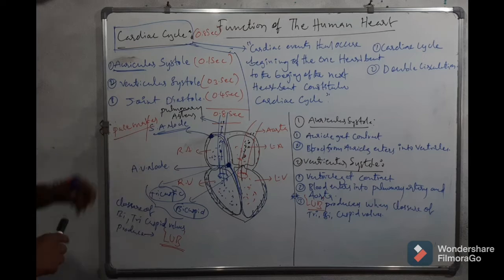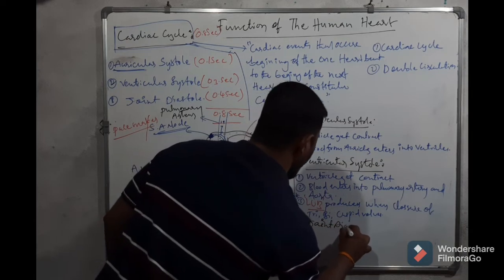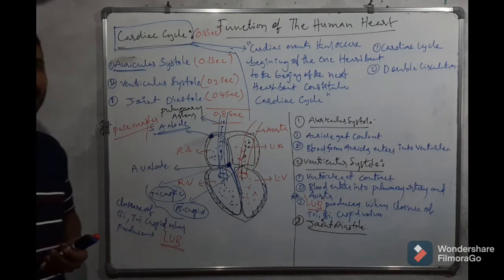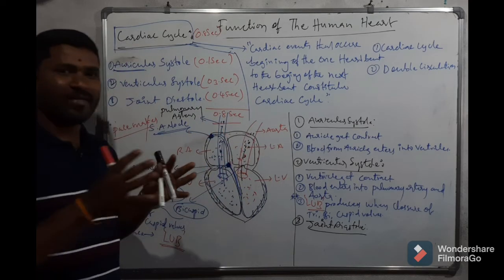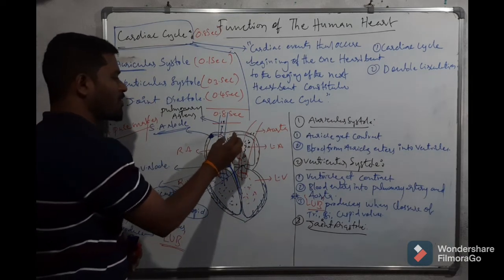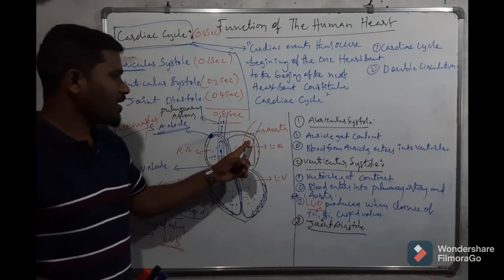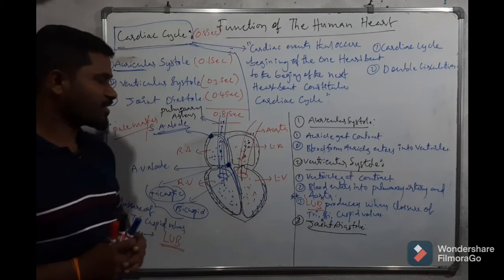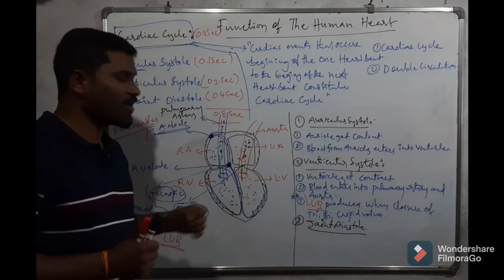Next is the joint diastole. I already told you that joint diastole means both the auricles and ventricles relax. When the auricles and ventricles relax, the pressure in the ventricles decreases below the pressure of the blood in the pulmonary artery and aorta. So there is a chance for blood to flow back from the aorta and the pulmonary artery into the ventricles.